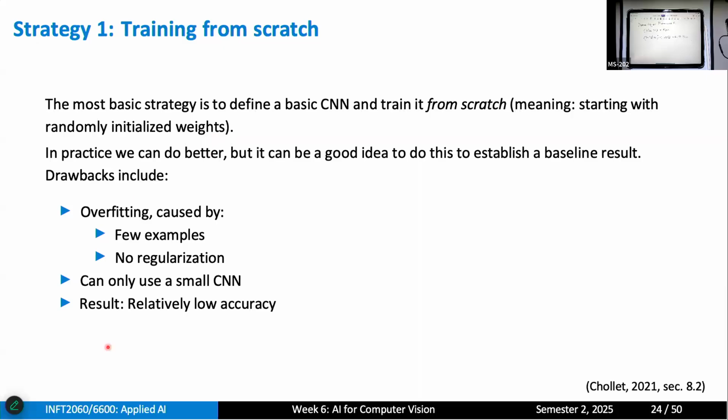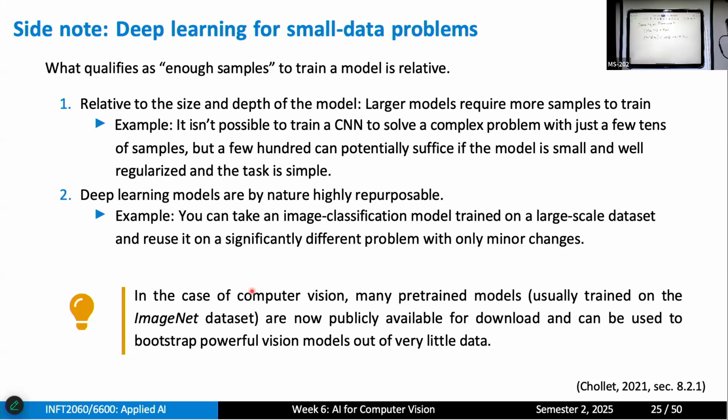For example, they might overfit because you only have a few examples. You run multiple runs, but these few examples cannot represent the whole distribution. So that means overfitting, and you can only use a small CNN. If it's large, it's even easier to overfit. The result is relatively low accuracy. Okay, but what qualifies as enough samples to train a model is relative.